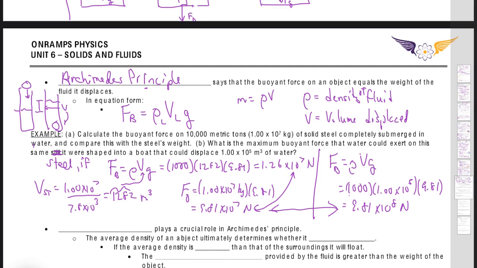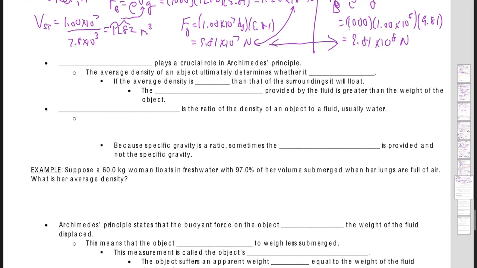Yep. So you can see once we shape it into a boat now, the water is able to provide 9.81 times 10 to the 8th newtons worth of buoyant force, which now the object, this metric ton of steel, is able to withstand, or the buoyant force is able to withstand that steel.